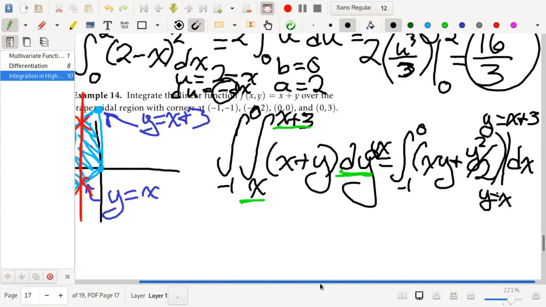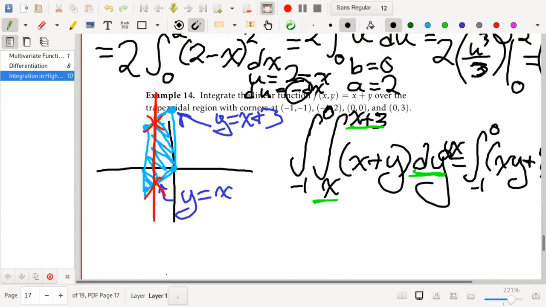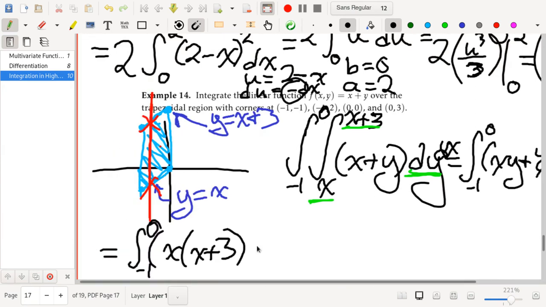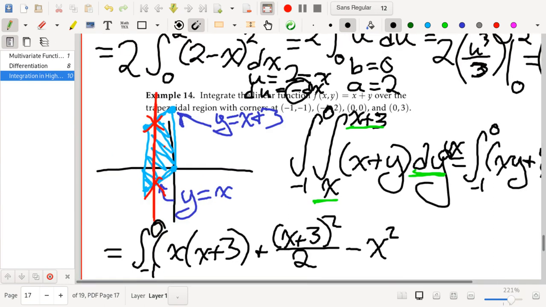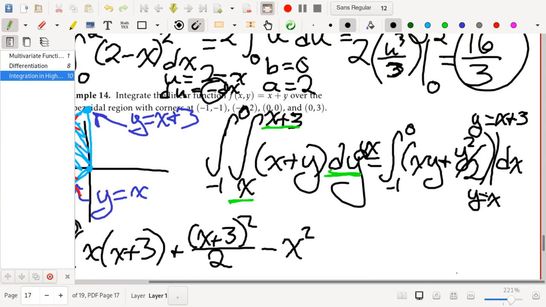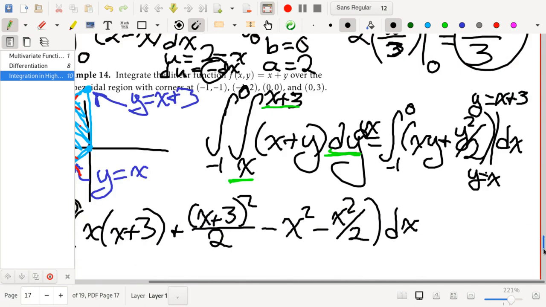So what's that going to be? This is going to equal the integral from negative 1 to 0 of x times x plus 3 plus x plus 3 squared over 2, minus x squared minus x squared over 2, dx. And I have already worked this part out.